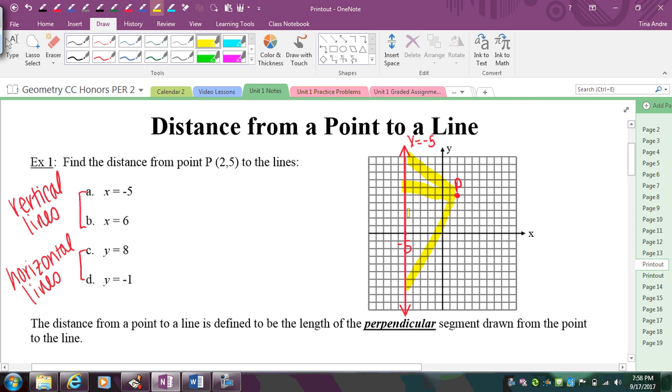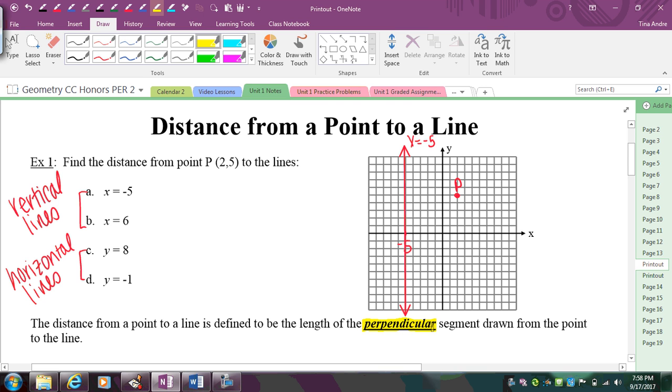However, the problem would be if we didn't follow a process or a rule for finding the distance from a point to a line, everyone would be getting different distances. It's not consistent. So to ensure that we always get the same distance, we always measure the distance from a point to a line so that we're perpendicular to the line.